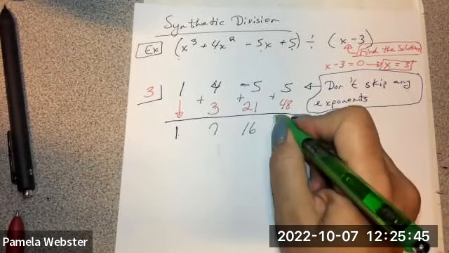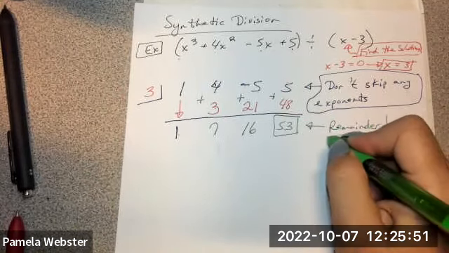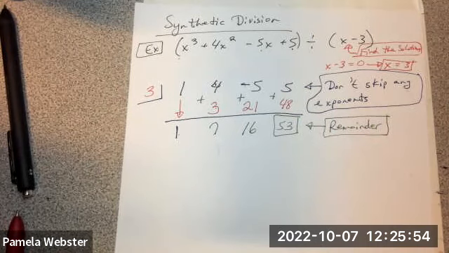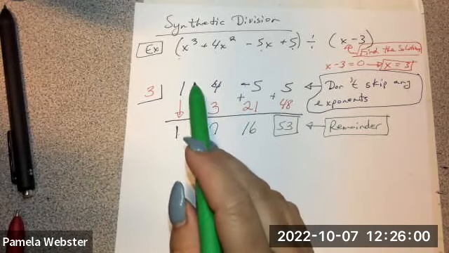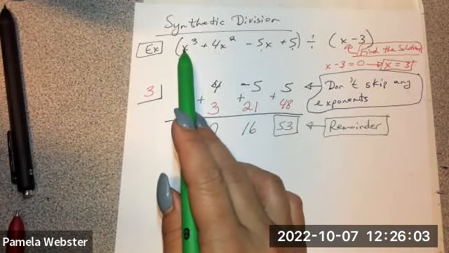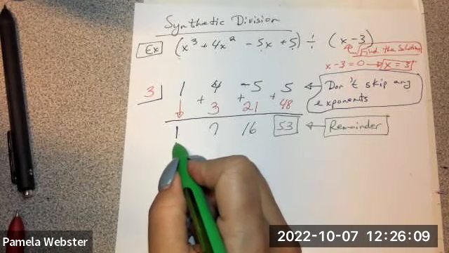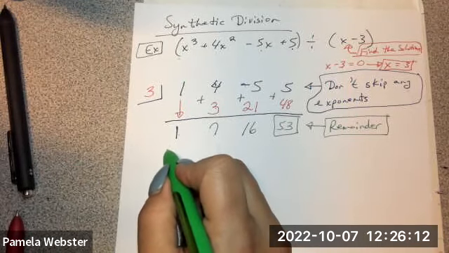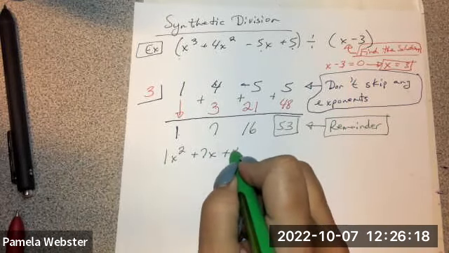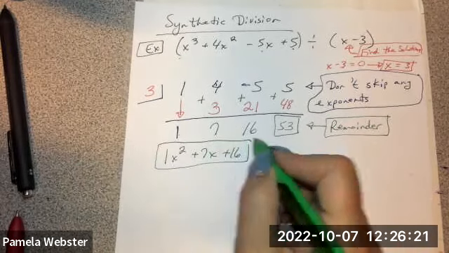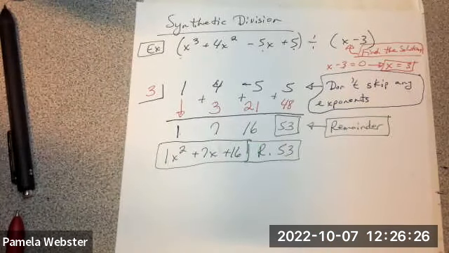Whatever this number is right here, that's my remainder. Okay. So what we know is x minus 3 goes into this guy. I can rewrite this if I want to. The interesting thing is, remember, it was x to the third. I pulled out 1x. So these should be 1 fewer exponent, right? So this is going to turn into 1x squared plus 7x plus 16, remainder 53. Okay, that's what we get when we divide that out.